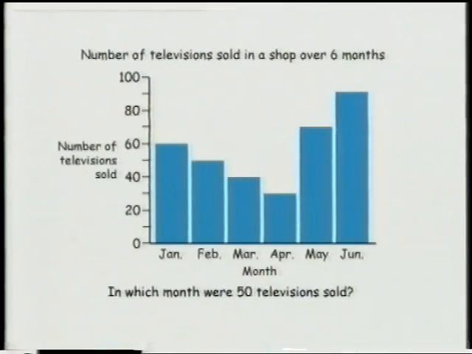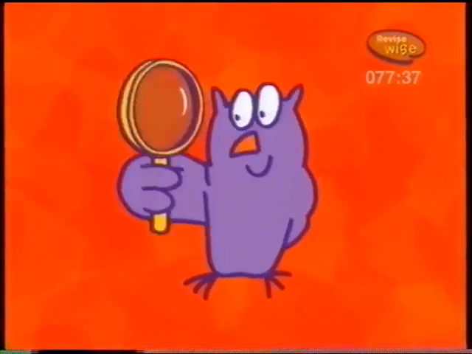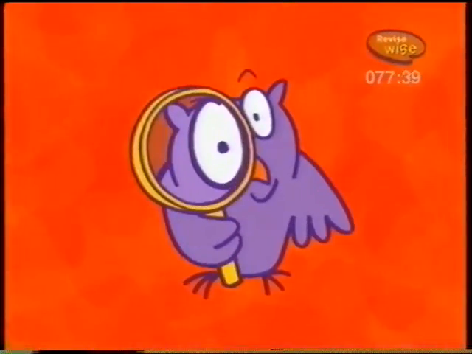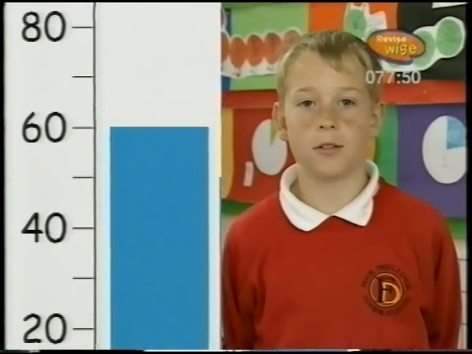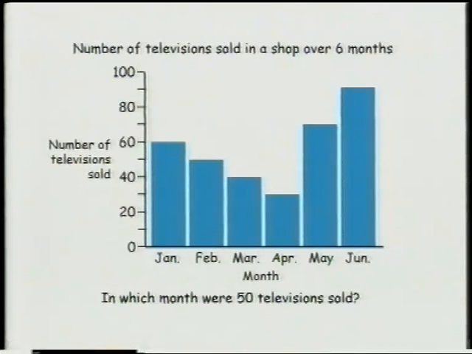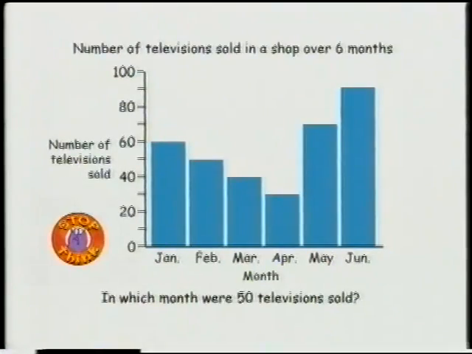Here's the maths team to help you. Calculate the value of each mark. In this graph, the value of each mark must be 10. Find the 50 mark and read across. Remember, look at all the labels and read off how much each bar stands for on the vertical axis.